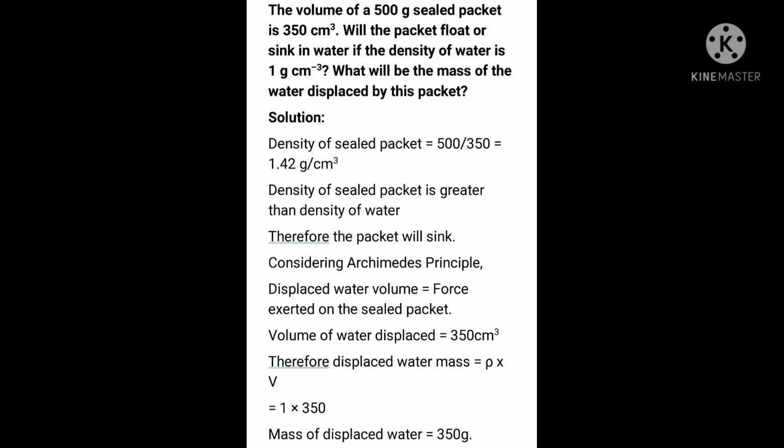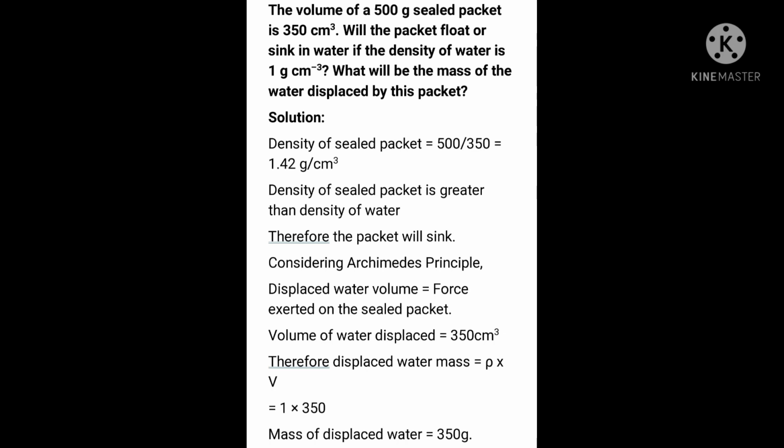So that is equal to 500 upon 350 is equal to 1.42 gram per centimeter cube. Density of sealed packet is greater than density of water. Therefore, the packet will sink. Considering Archimedes' principle, displaced water volume is equal to the volume of the sealed packet. Volume of water displaced, that is equal to 350 centimeter cube.